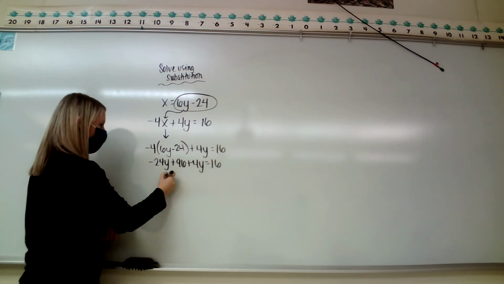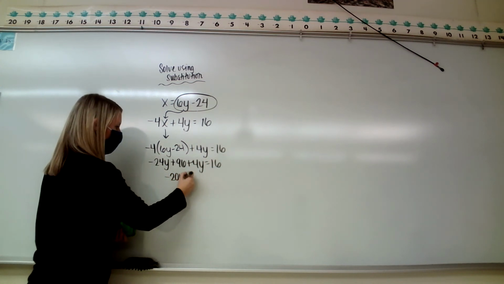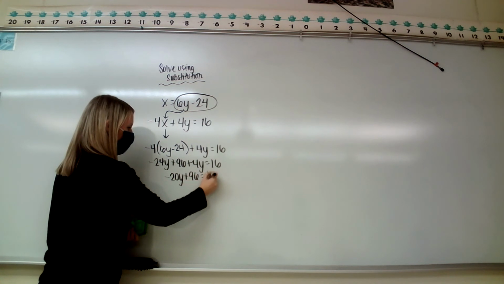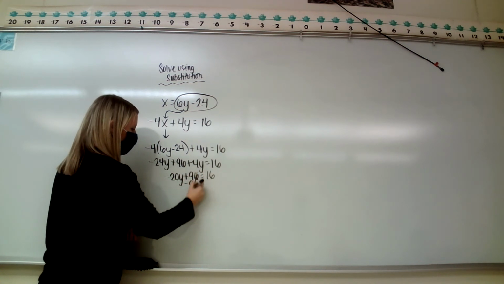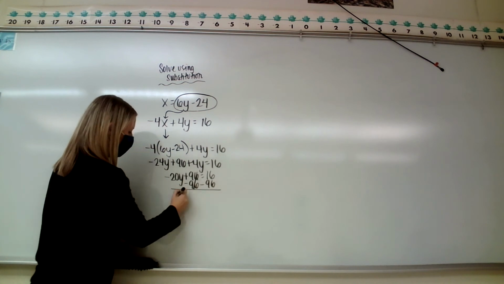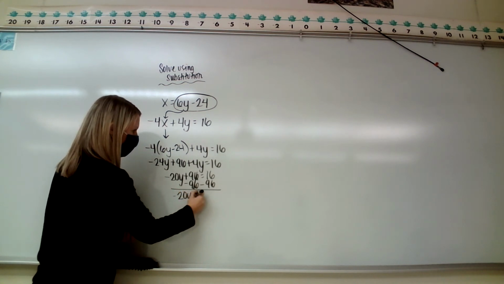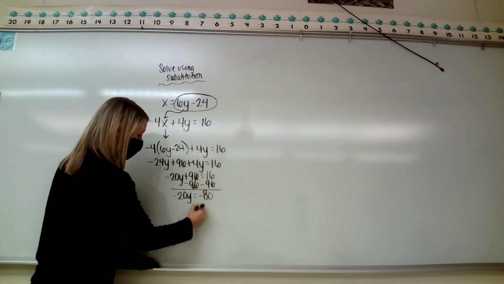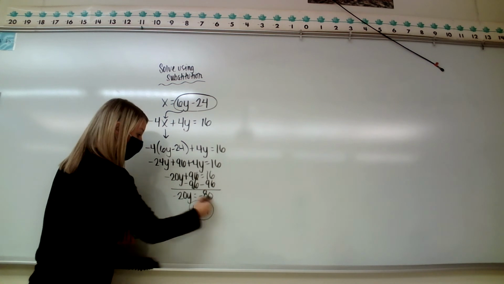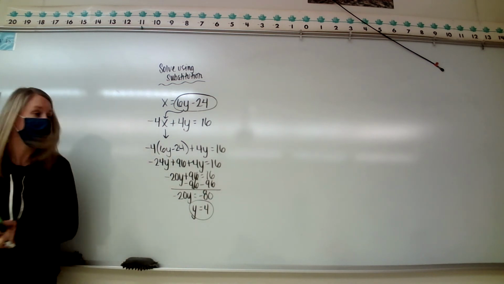I'm going to combine those like terms and move that constant. What's that give me? Negative 20y equals negative 80. I got y equals 4. Let's go. Did other people get that? Yes, I got that. Oh, great.